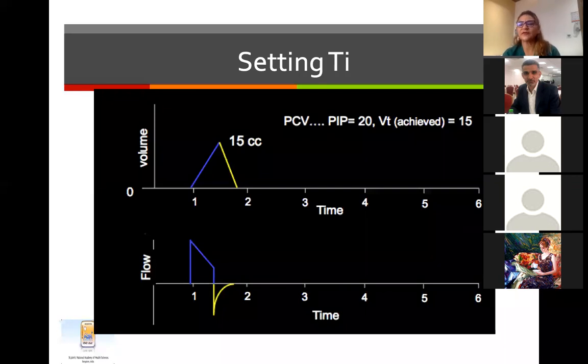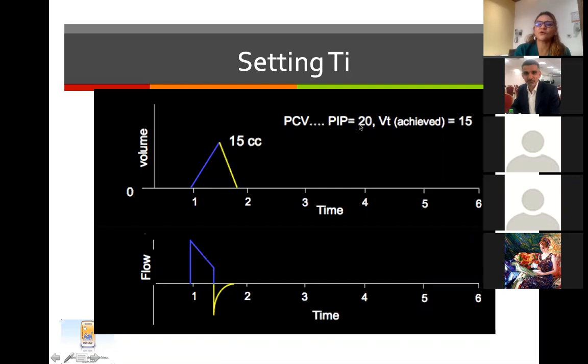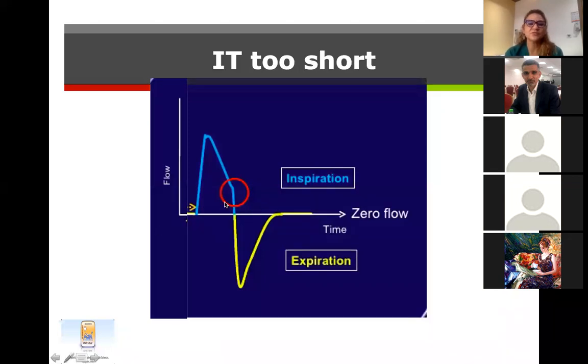So how do you set inspiratory time with this? Here you have given an inspiratory time and a PIP of 20. The tidal volume achieved by this is 15. You see what is happening here? Inspiration is happening and then the flow is coming down. But what do you see? The inspiration has not ended and the expiration has started. What does it mean? It means that we are less on the inspiratory time. The inspiratory time is too short. The inspiration has not come to zero and the expiration has started.